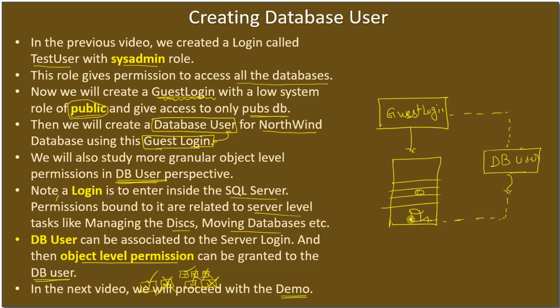So let's state this is DB1, and inside DB1 they may have access to specific objects, so that's the DB user. And if you see, the DB user is mapped with the login, and the DB user can access a specific database object.